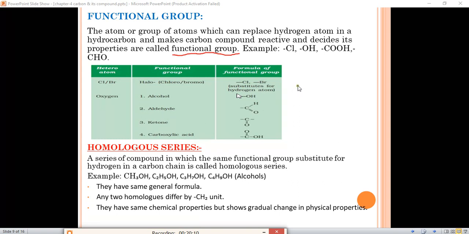For example, this is our methane, CH4. How many hydrogen atoms are present in this methane? 4 hydrogen atoms. If we replace one hydrogen atom with OH, which type of compound will we get?